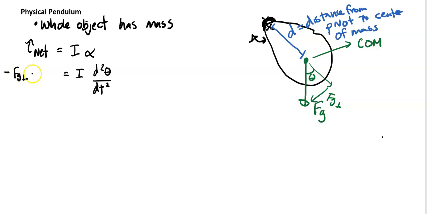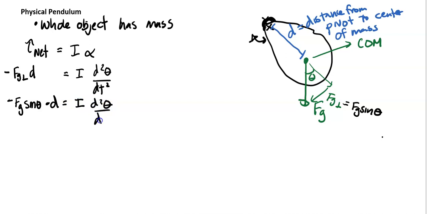A torque is a force times a radius, which in this case the radius is d. Cool. And the perpendicular force is just negative F_G sine of theta. So that's negative F_G sine of theta times distance d. So then that's negative mg, I'm going to move the d, times sine of theta. I just rearranged that a little bit. Equals I d squared theta dt squared.